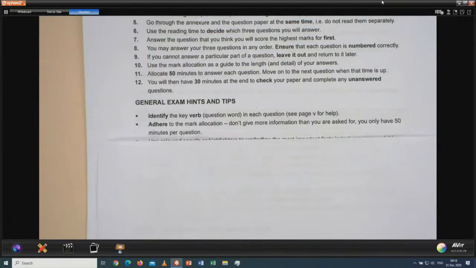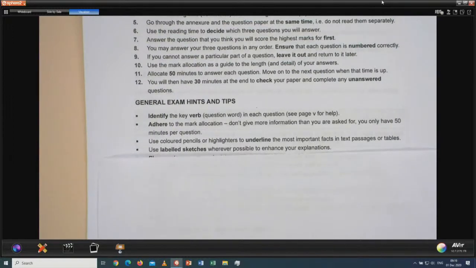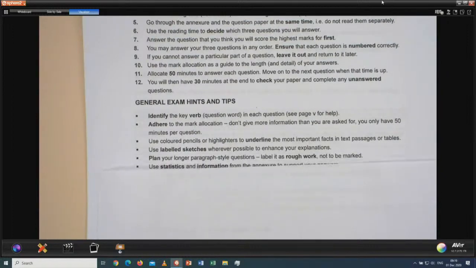The next point is to use colored pencils or highlighters to underline the most important facts in texts, passages or tables. So please make sure that you don't fail. Use labeled sketches wherever possible to enhance your explanation and the value of your answers. Next one, plan your longer paragraph-type style questions.